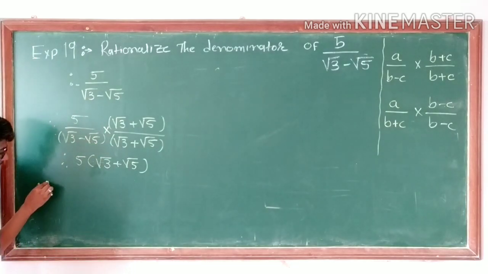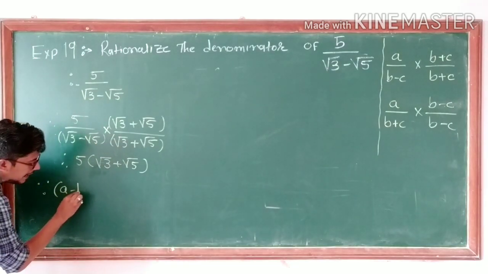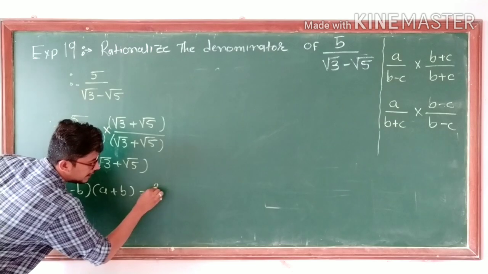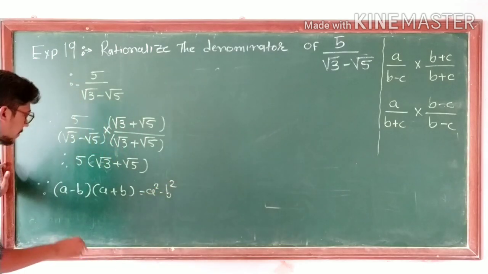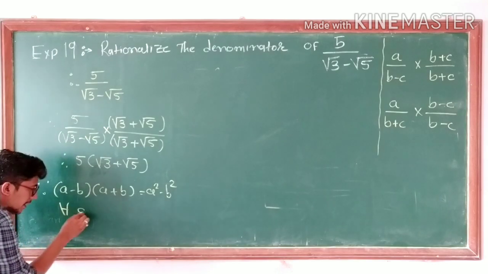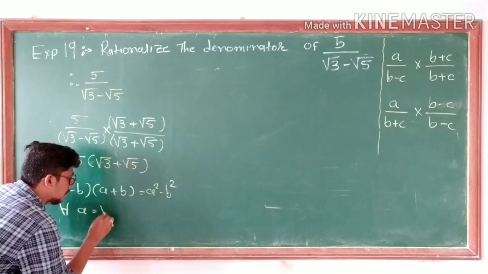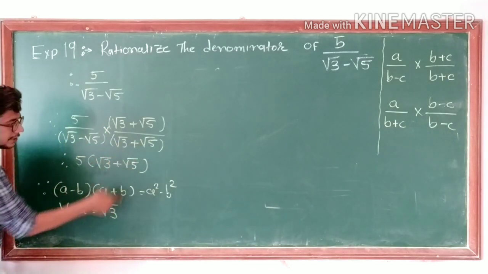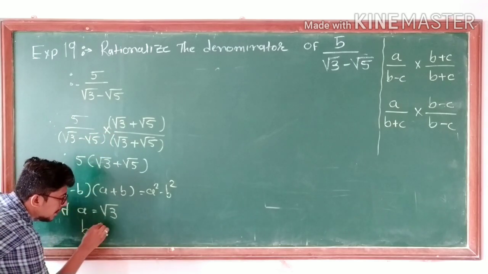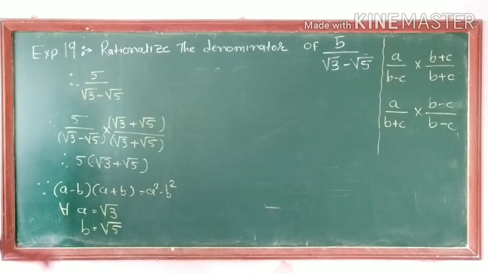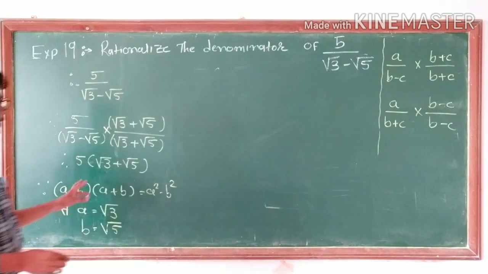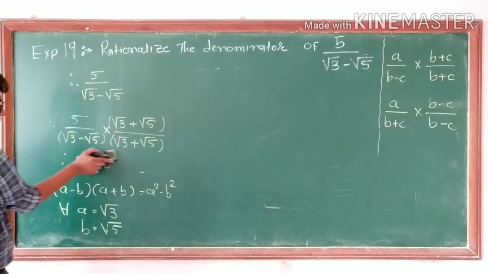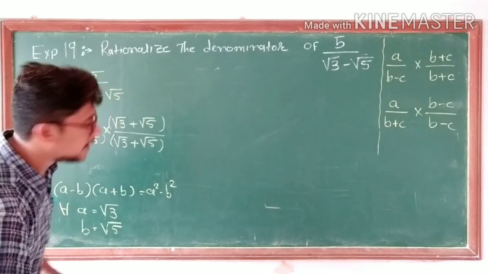Because a minus b, a plus b is equal to a square minus b square, where a is equal to square root of 3 and b is equal to square root of 5. So now put the values here and what will you get? Let me erase this from here. We will continue on the next slide.